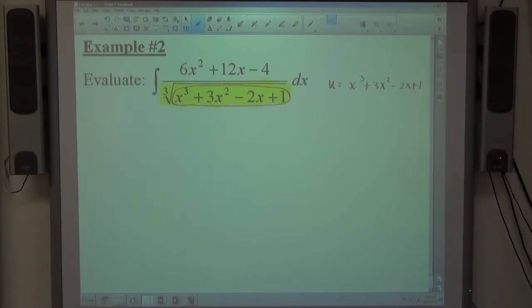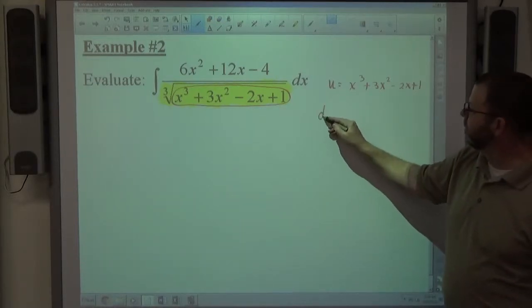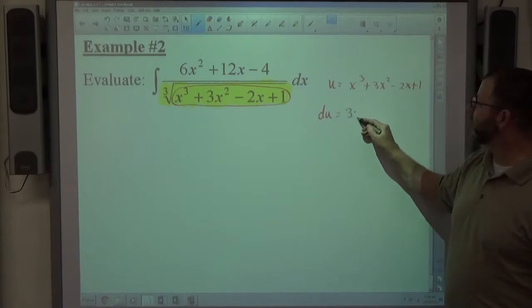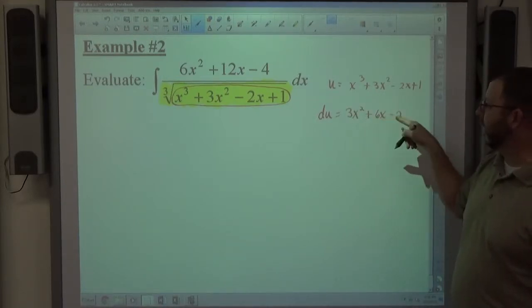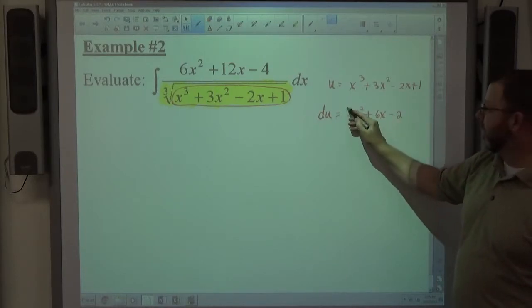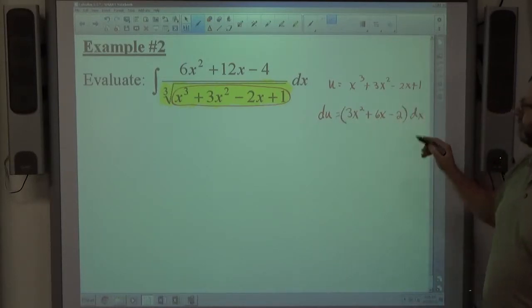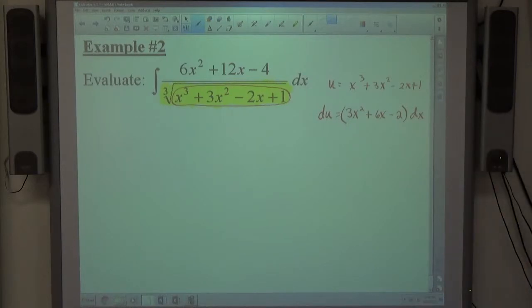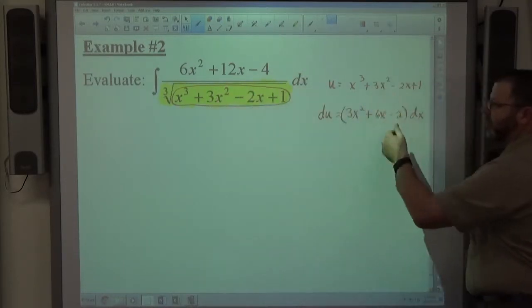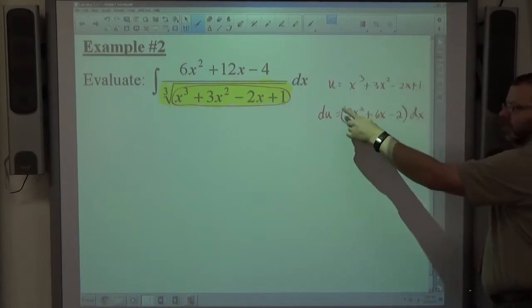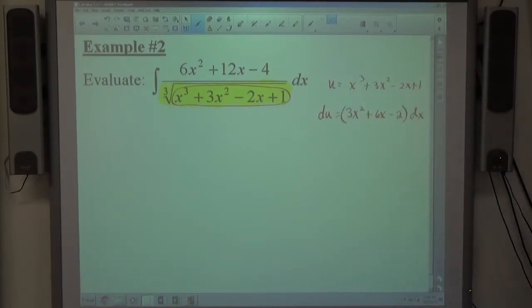And once I've established what u is, I want to find the differential, du. Du here is going to be 3x squared plus 6x minus 2, each of those with a dx on it, right? So I can put a big parentheses around it, dx. There's only one dx in the problem, so I only want one dx in my differential. Typically your argument is going to be all about x, so when you differentiate all this stuff, just put it in parentheses with a dx to the side.